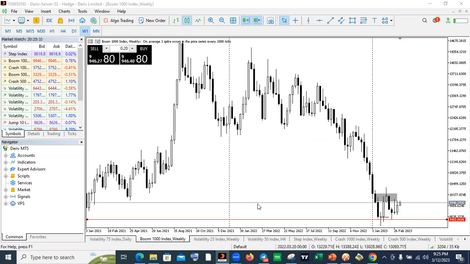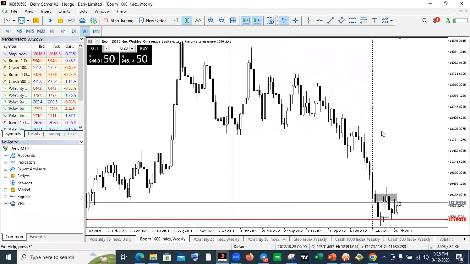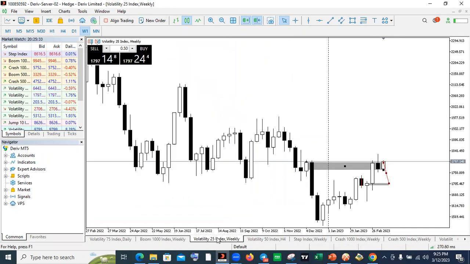Look out for a sell opportunity on Boom 1000. That's what you should be looking out for this coming week. This coming week, look for a sell opportunity on Boom 1000 if you know the parameters that need to be set.